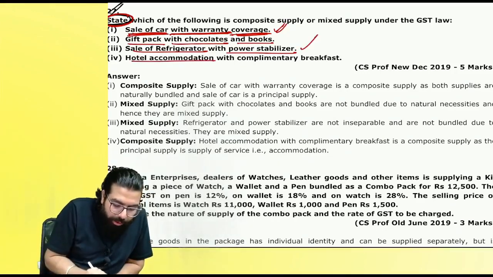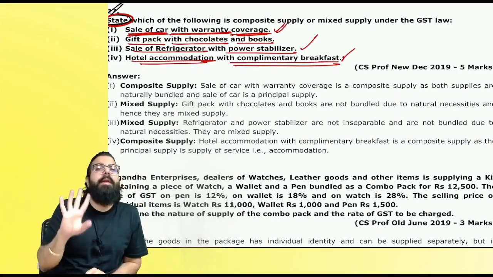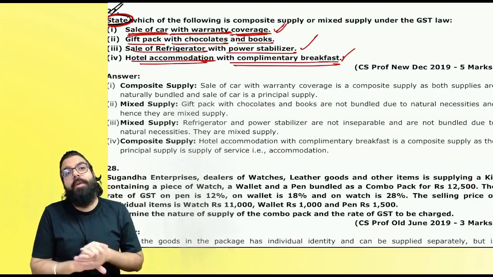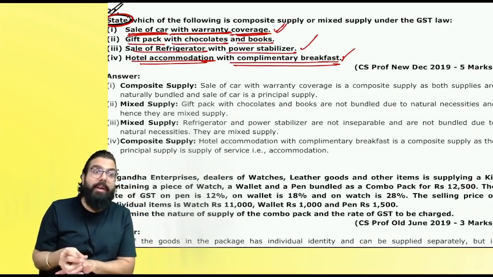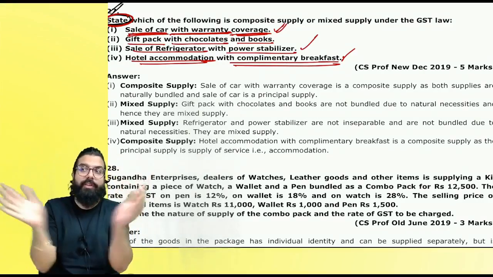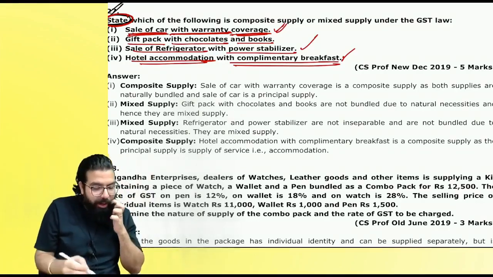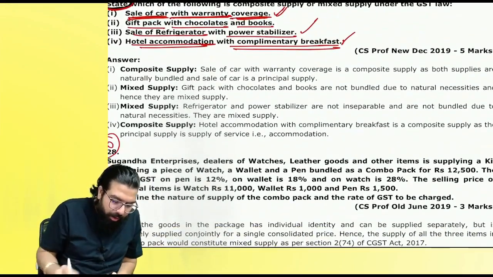Mixed supply. Hotel accommodation with complimentary breakfast. Complimentary breakfast. Composite or mixed? Composite. If it was optional breakfast for which you paid 500, it is a separate supply. Are you guys able to connect to this now? Can we go ahead, everyone? Here, what is it? Composite supply. Question number 28 will be homework.